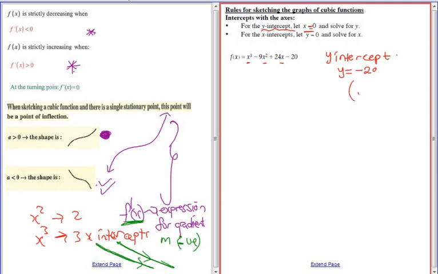So we are expecting (0, -20) to be the y-intercept of this function. Very simple. Like I said, the d value, this last value here, is always the y-intercept. And secondly, I want us to now calculate the x-intercept.